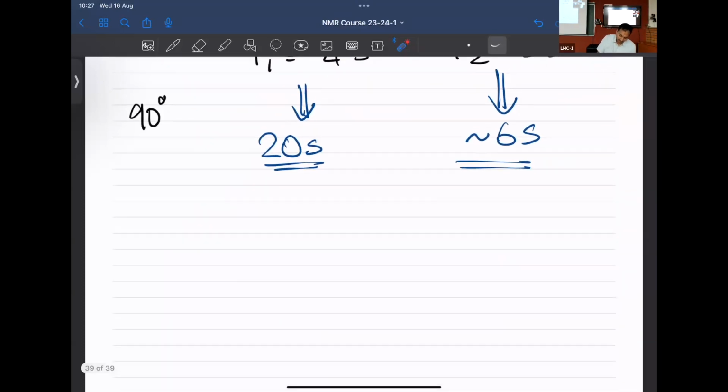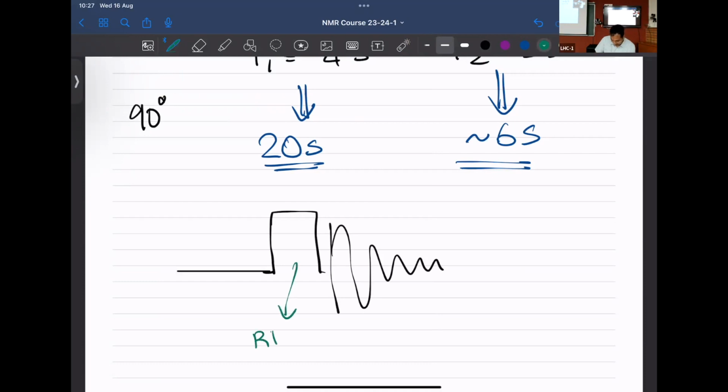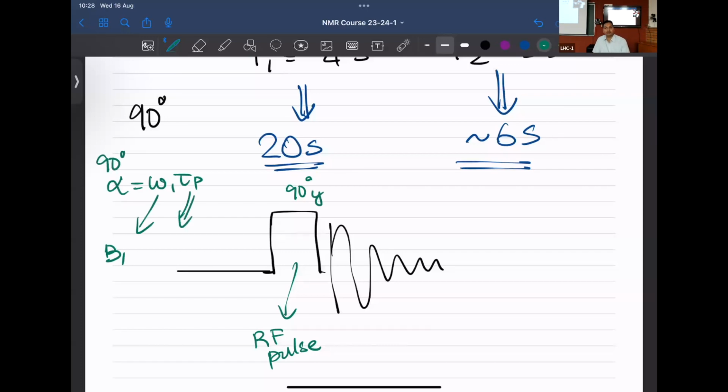Just to give an idea in terms of the pulse program, slowly I'm introducing terms which we'll be using more and more. Let me try to draw. So this is the signal that you end up getting. This is the RF pulse that is applied. Let's assume that we applied a 90-degree Y-phase pulse. What defines 90 degrees? Alpha equals omega 1 times tau p. Correct? And omega 1 gets defined by B1, and the tau p takes care of making sure the alpha is 90 degrees.